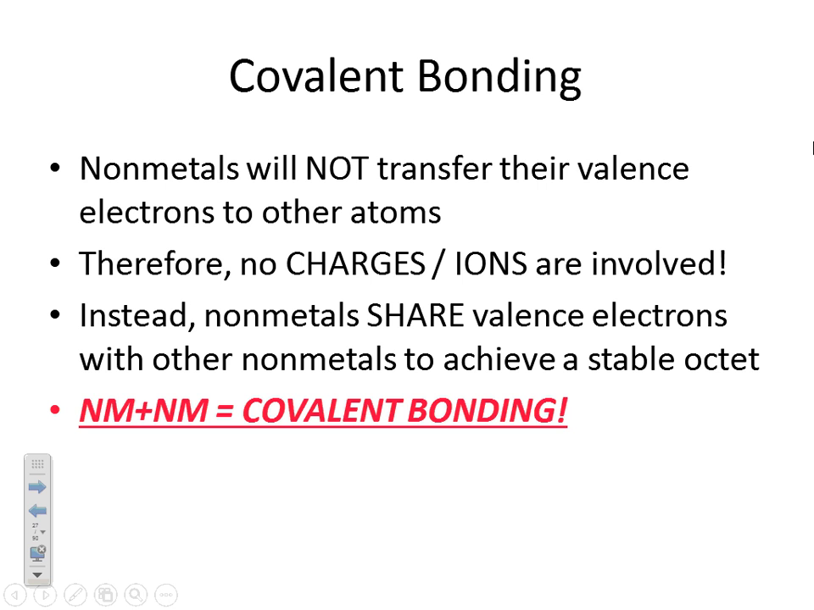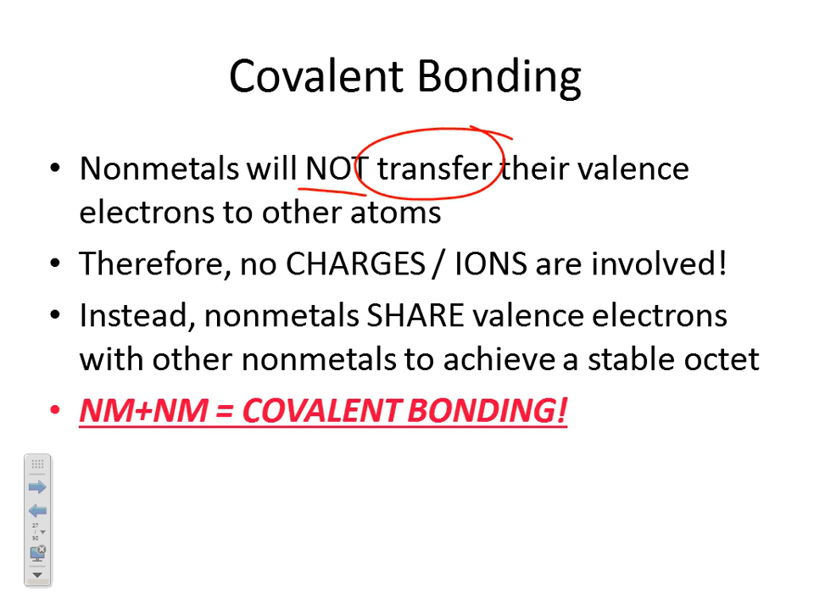In covalent bonding, what's important to recognize is we only have nonmetals. We don't have any metals involved. And nonmetals will not transfer their electrons to other atoms because they want to achieve a stable octet, right? But they have 5, 6, 7 valence electrons. So they're close to getting the full 8, which means that they are not interested in giving up any that they have at all. They're going to keep all the electrons they have, and they want to add more. So they are not going to give away any of their electrons to any other atoms.